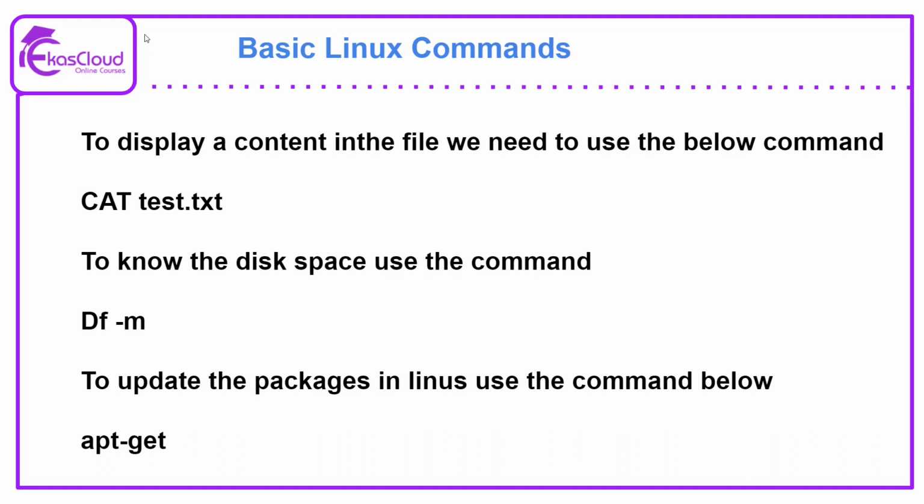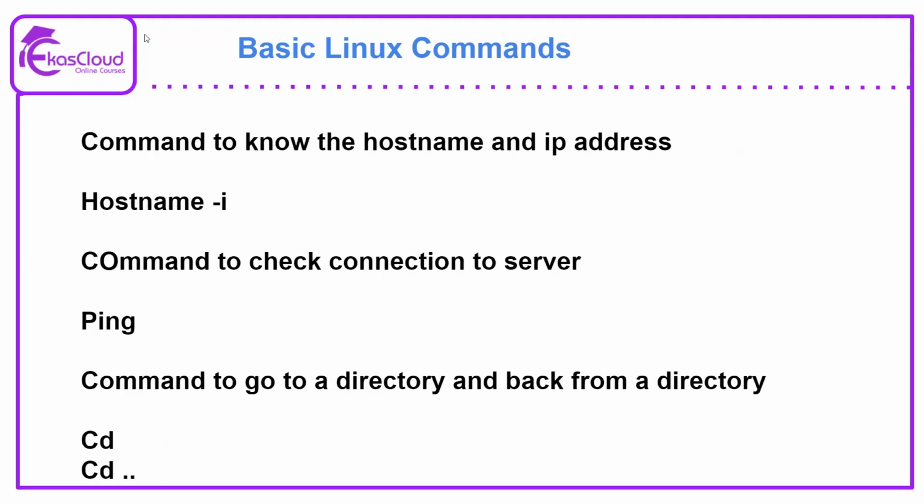To update a package in Linux, use the command apt-get. Command to know the host name and the IP address of the machine, hostname -i. In order to check the connection to the server is working fine, we use the command ping. Moving to a directory, the command we use is cd, the folder name. In order to come back from the directory, cd space dot dot.